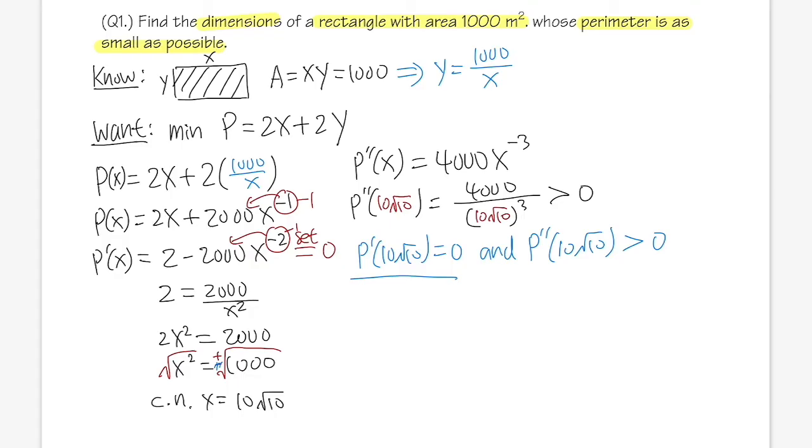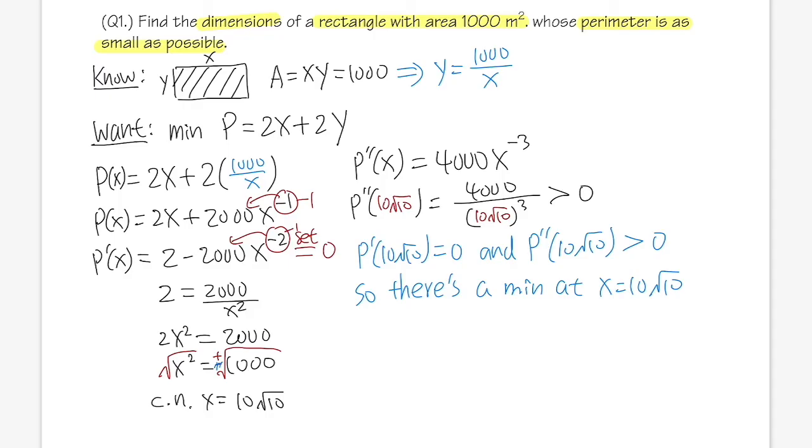Remember, when the first derivative is equal to 0, the tangent line there is flat. And when the second derivative is greater than 0, that means the function is concave up. So as you can see, we have a minimum. So we can say, based on this and that, there is a minimum at x equals 10 square root of 10. And in fact, this is the only minimum, so it's the absolute minimum as well.